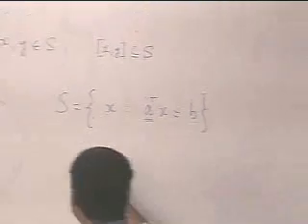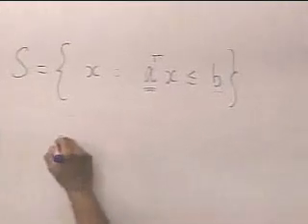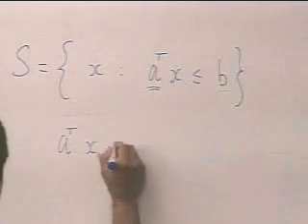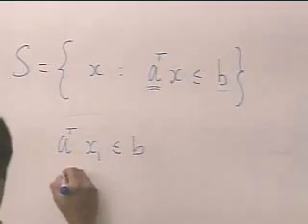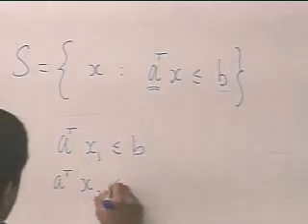Take 2 points. So let's take the points to be x1 and x2. So we know that A transpose x1 is less than or equal to b, and A transpose x2 is less than or equal to b.